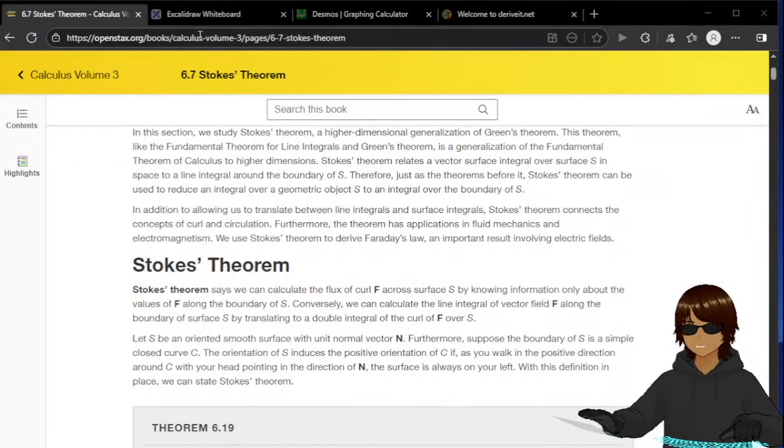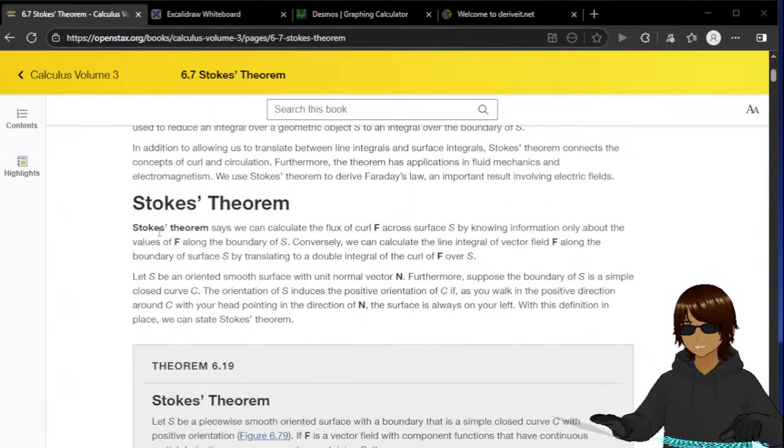So, Stokes' theorem. Stokes' theorem says we can calculate the flux of curl F across surface S by knowing information only about the value of F along the boundary of S. Conversely, we can calculate the line integral of vector field F along the boundary of surface S by translating to a double integral of the curl of F over S.